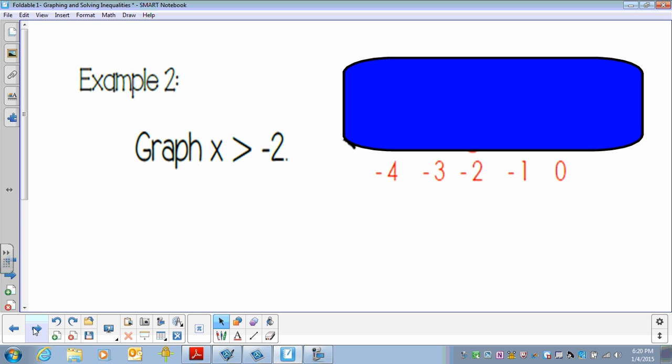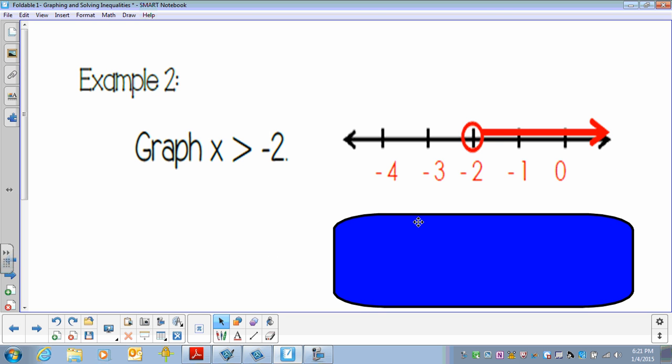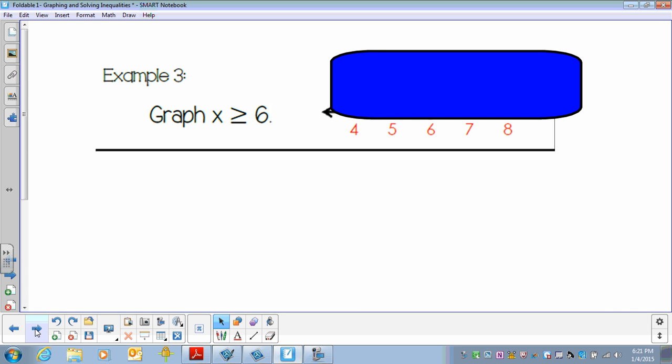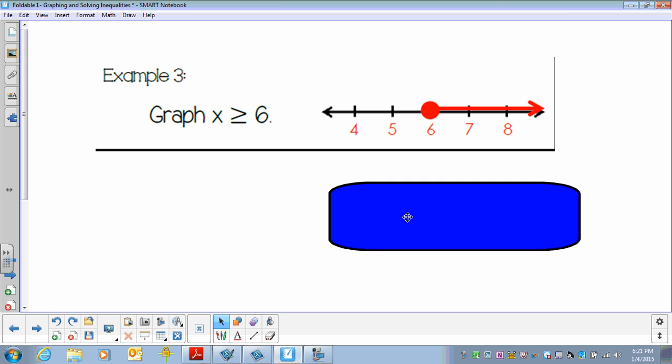Example 2, graph x is greater than -2. Again, put -2 in the middle of your number line and have numbers to the right and left of that number. X is greater than -2. We go to -2, open circle, to the right. Example 3, graph x is greater than or equal to 6. We're at 6, closed circle, to the right.